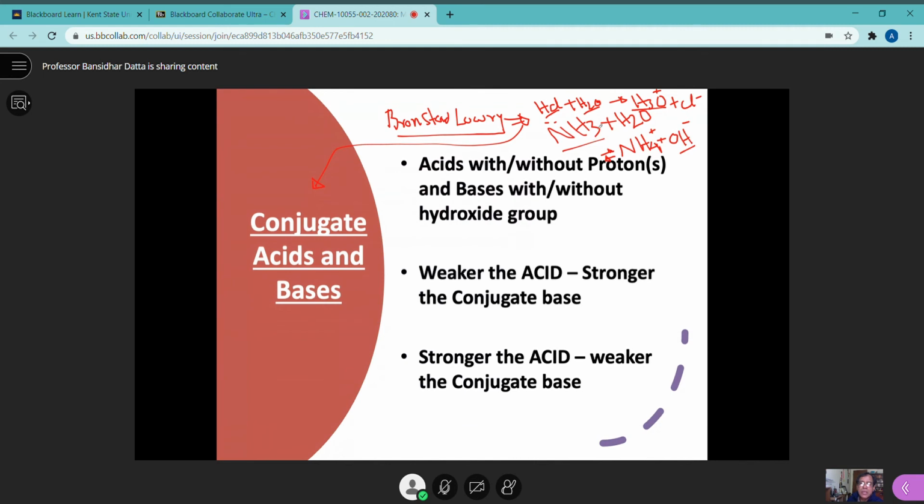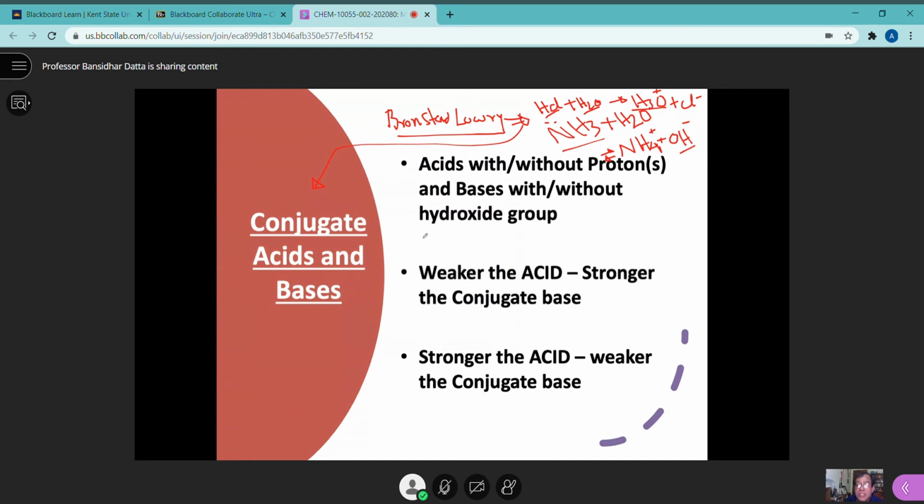So what are the conjugate acids? A conjugate acid basically donates protons. Remember, water is not needed. The definition of conjugate acid is as follows: acid donates proton. That's basically the definition of conjugate acid. Bases accept proton. And that's basically the definition of a conjugate base.